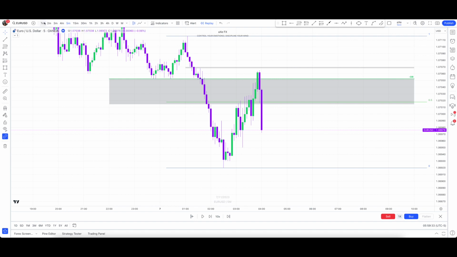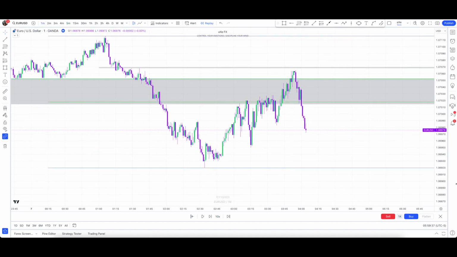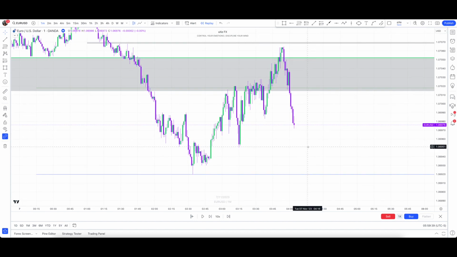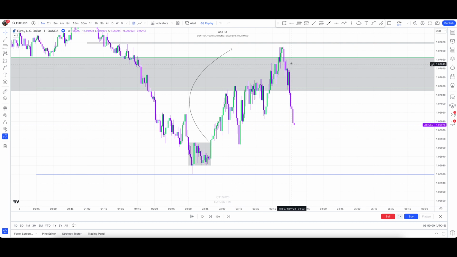Okay, now let me explain. Let's go into the 1 minute. That's where I took the trade and it's more clean, the market maker model. So what do we have now here? We have the original consolidation, then we have the buy side of the curve right here. Okay, comes to a PD array, in this case the order block.